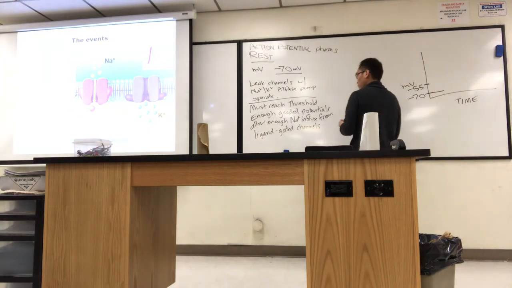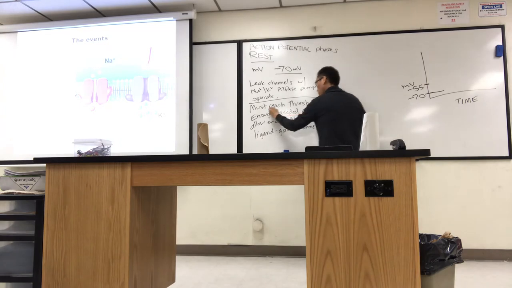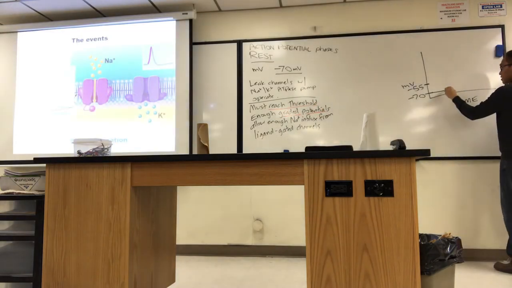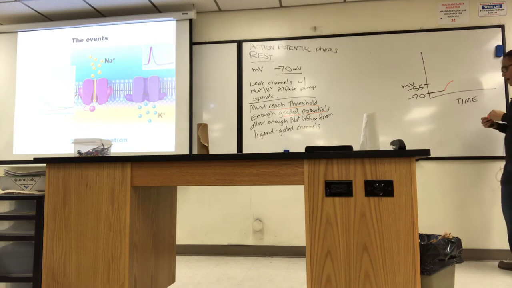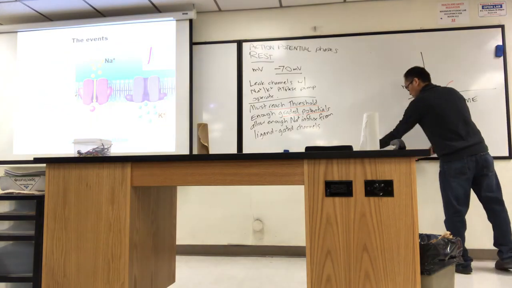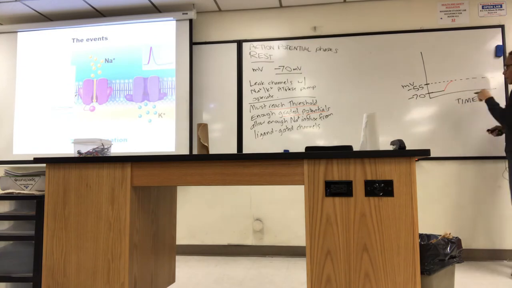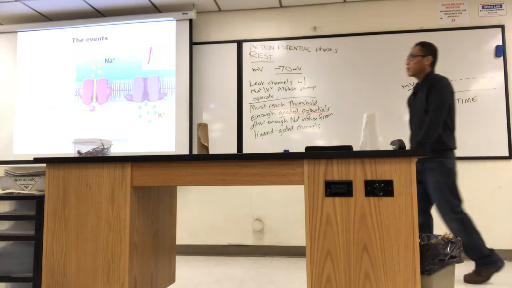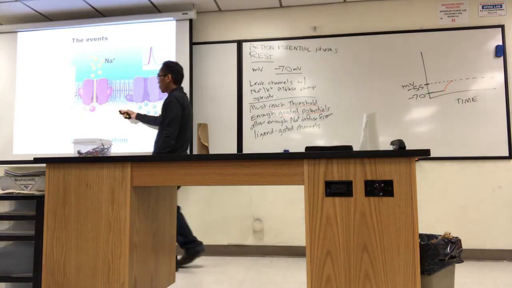Let's use orange. You gotta reach threshold. So I'll draw like this. You're just trying to reach it. You gotta get up to this 55, which represents threshold, which represents enough of the sodium influx to flow and affect the first part of the axon right here. So these cells will respond.